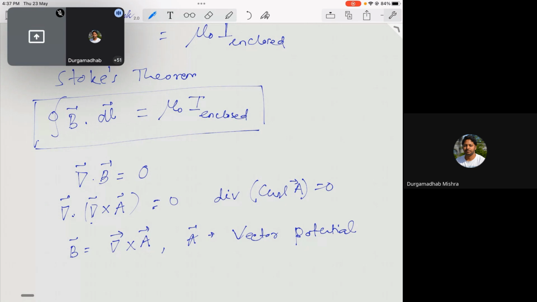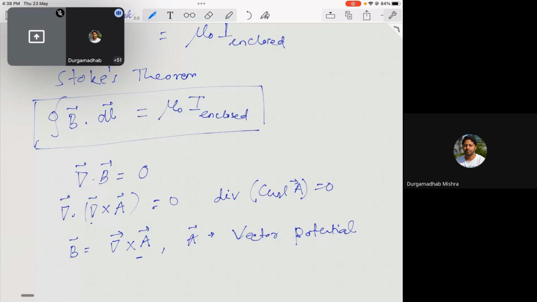Although, if you look carefully, this vector potential really does not have any physical meaning or existence as such, but it is useful in many cases to solve problems in electrodynamics, particularly when we talk about time varying magnetic field. So it is very useful to use a vector potential. So that's why you need to know a little bit about what a vector potential is and how it can be used. So, simple relation: B is equal to curl of A.